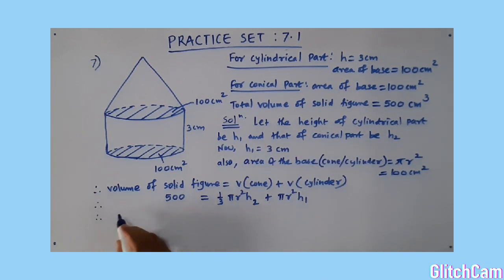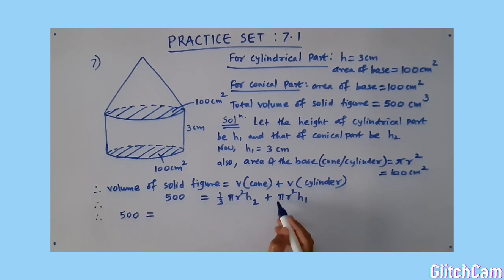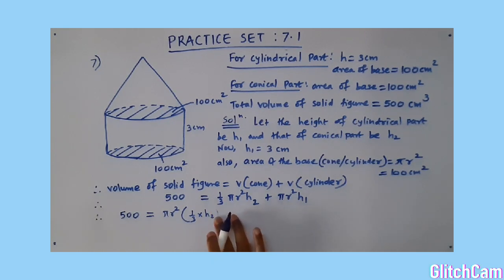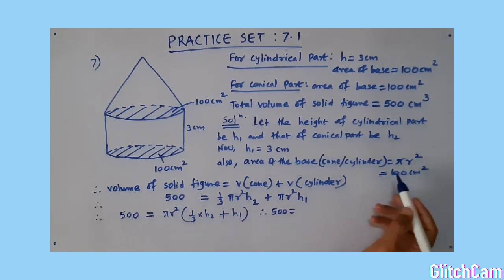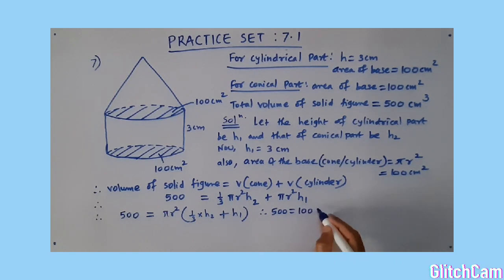Now it is simple calculation. So what I have to write is 500 is equal to pi r square taken common, and then I will write the remaining terms. So it is 1/3 into h2 for this, plus, as I have taken pi r square common, I will write h1. Now I have to simply calculate. For lack of space I am writing this step here: 500 is equal to pi r square. What is the value of pi r square? It is 100. So 100 inside the bracket 1/3 into h2.